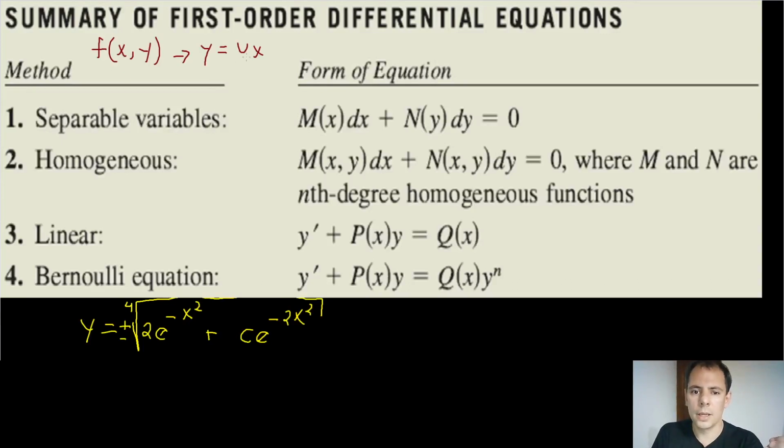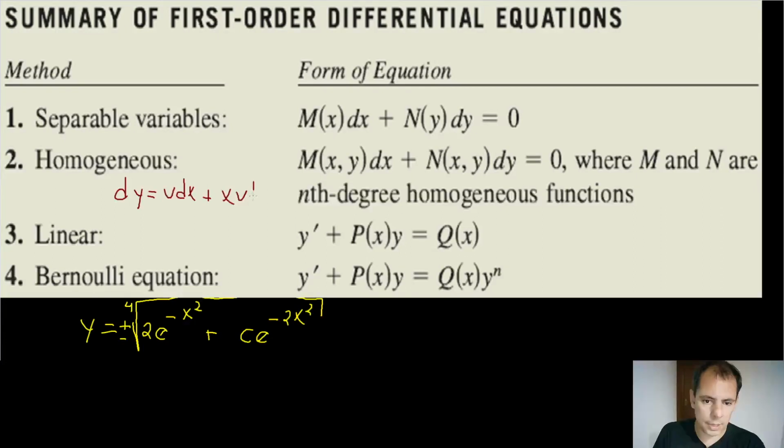So it's a function of x times x, right? So the x's are going to remain the same, but the y's you're going to substitute for v times x. And dy is going to be equal to, well, if it's vx, so it's going to be v dx, okay, plus x, and then you do this v prime, where you have dv dx, right? That's what you're going to do.